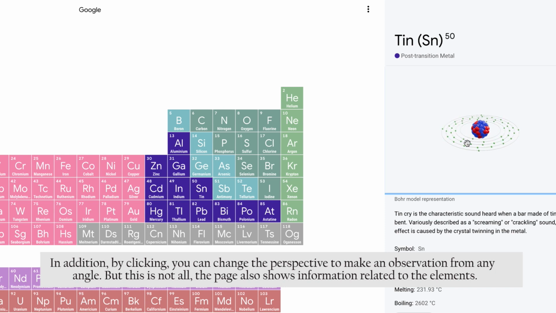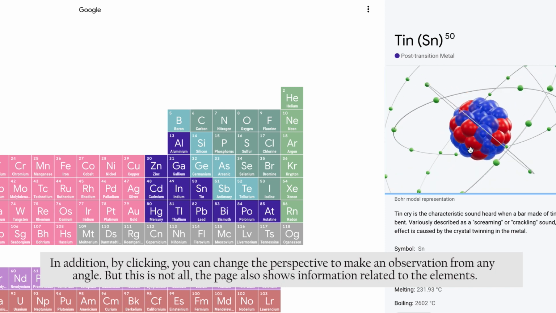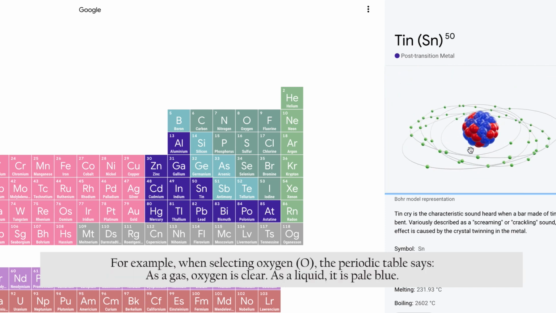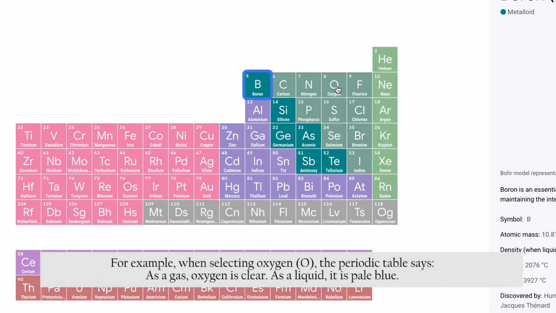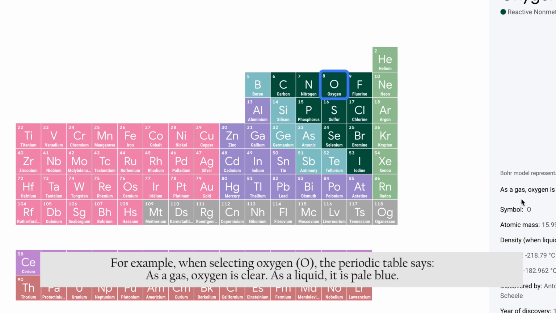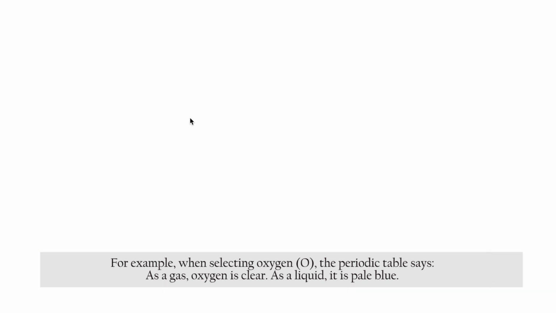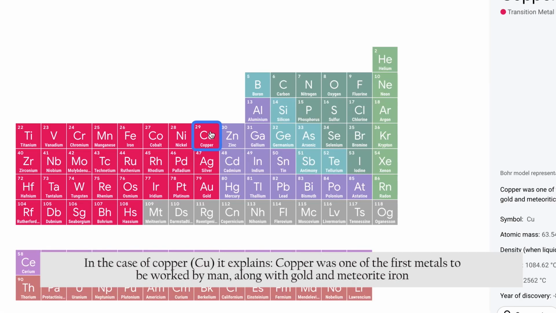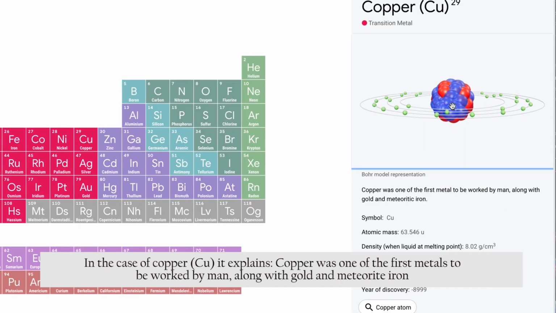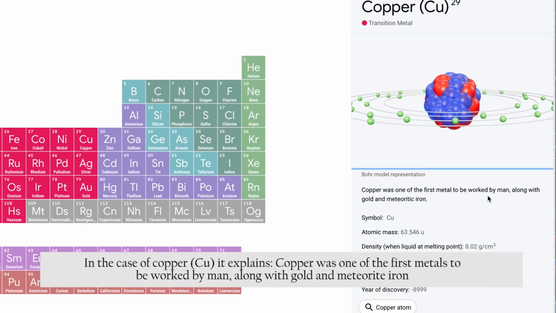But this is not all. The page also shows information related to the elements. For example, when selecting oxygen, the periodic table says, "As a gas, oxygen is clear, as a liquid, it is pale blue." In the case of copper, Cu, it explains, "Copper was one of the first metals to be worked by man, along with gold and meteorite iron."